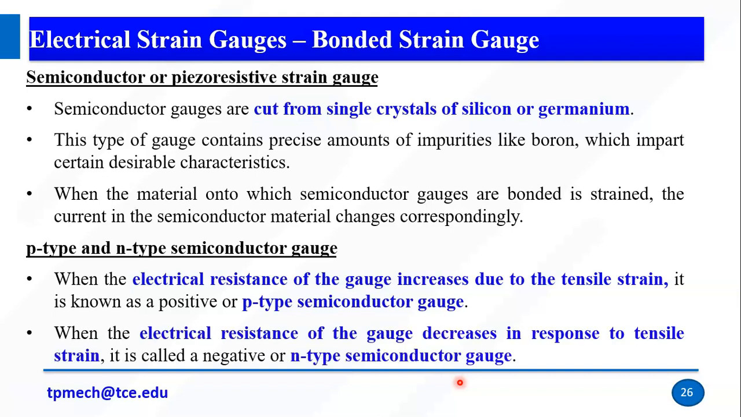In the other way, the electrical resistance will decrease if the tensile strain is applied. When tensile strain is applied and the electrical resistance decreases, it's called N type semiconductor gauges. So these are the two types of gauges, P type and N type. P type is nothing but positive type semiconductor, and N type is negative type semiconductor.